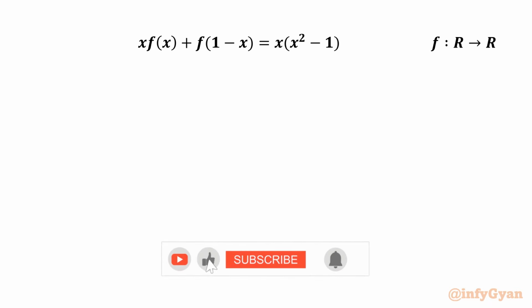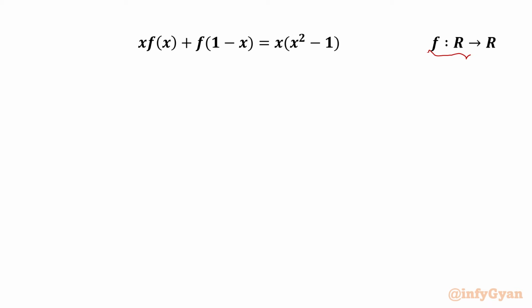Today in this video we are going to solve one very interesting question from functional equations. x times f of x plus f of 1 minus x equals x times (x square minus 1). Here f(x) is mapped from real to real. So let's get started by writing 1 square so that we can apply the difference of two squares formula here.